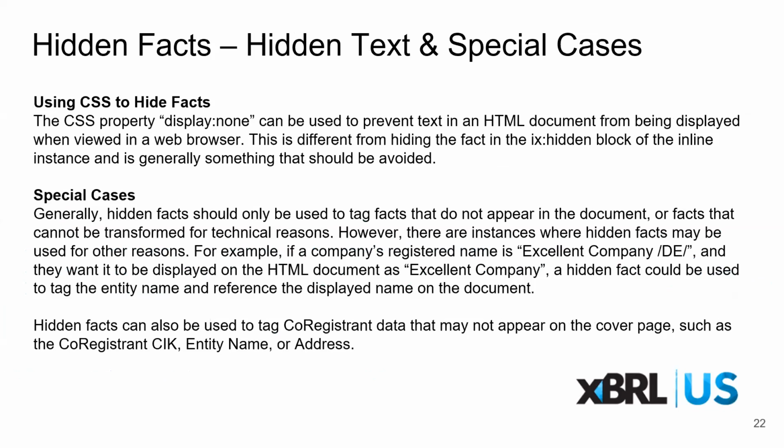So let's talk about some hidden text in special cases then. You can actually use the CSS property display none to hide chunks of an HTML document, to prevent them from being displayed. Now, generally you want to avoid tagging facts that are in a hidden section of the HTML document. If it is tagged inline, it should be visible to the user unless it is in the IX hidden section. That IX hidden section is really the only place you should be putting hidden facts. So just make sure you keep them in that section and do not use display none to actually tag facts.